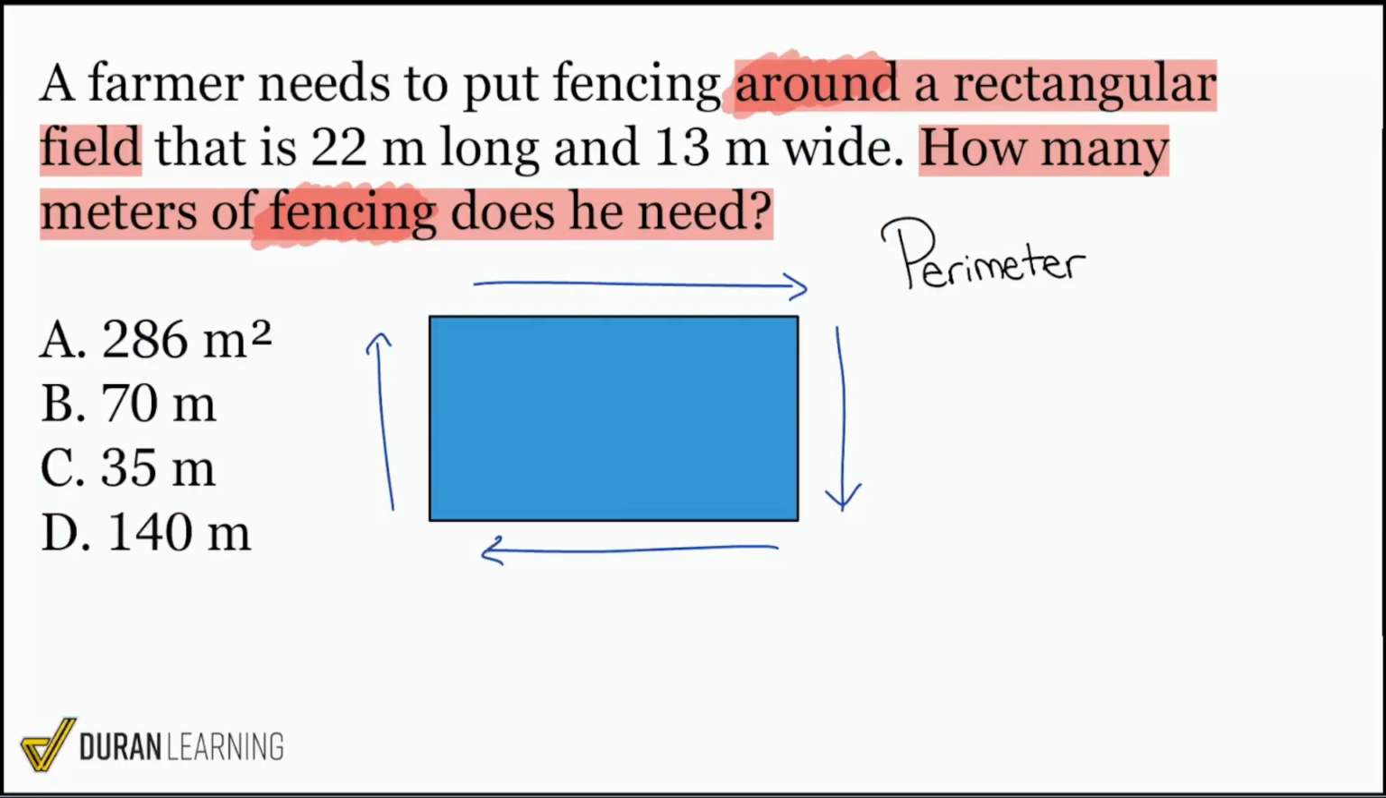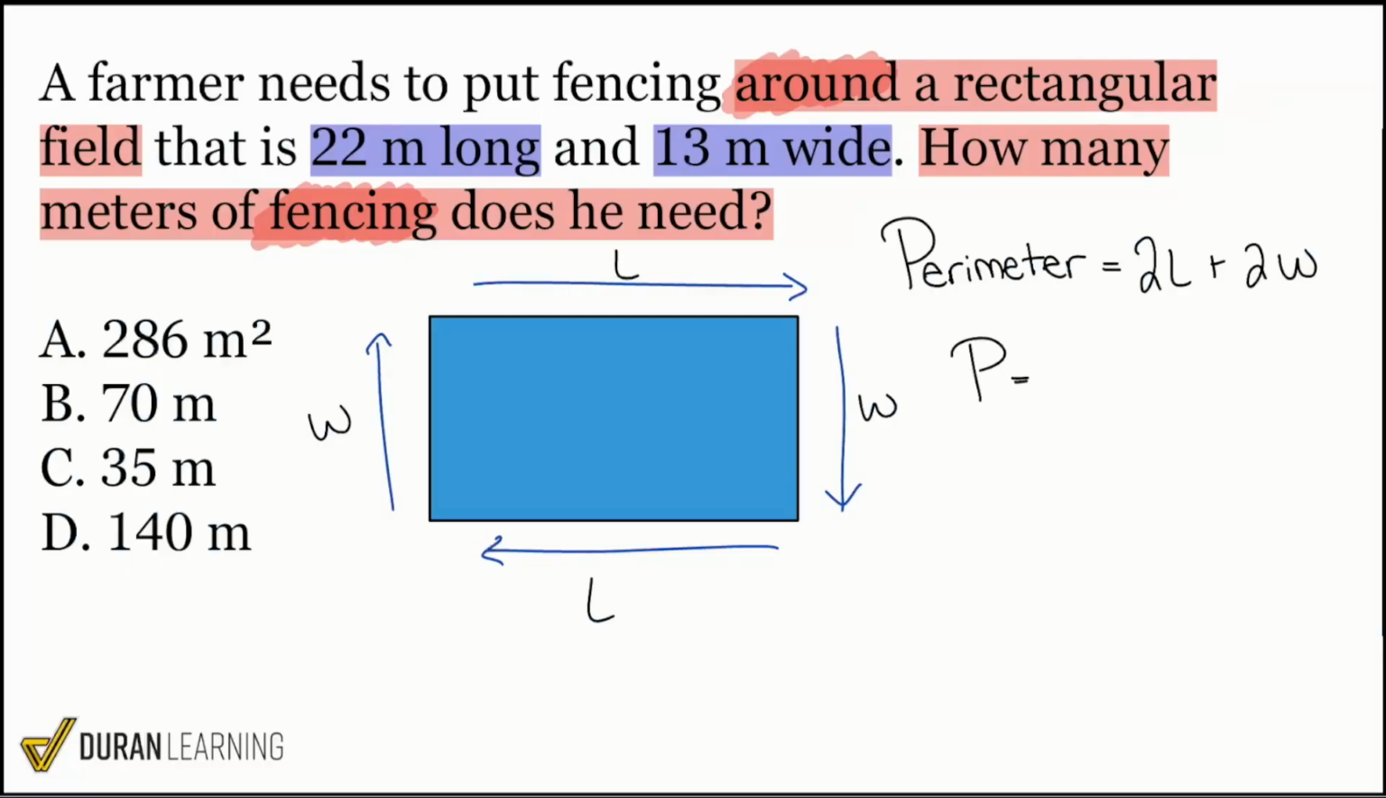So in that sense, let's write that formula. We have two of the lengths here and here, so double the length plus double the width, and our formula is complete. So with that said, let's plug in what we have. We see we have 22 meters for the length, 13 meters for the width, and I'll plug those values in. Perimeter equals 2 times 22 plus 2 times 13.